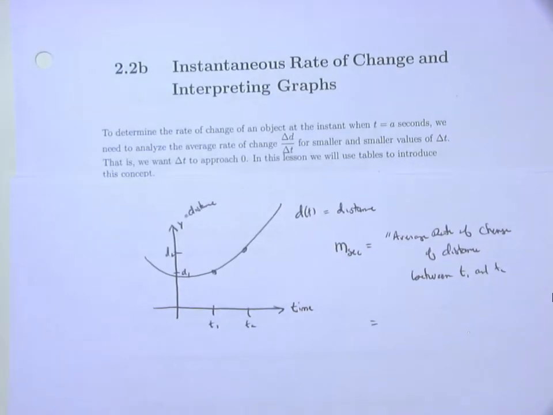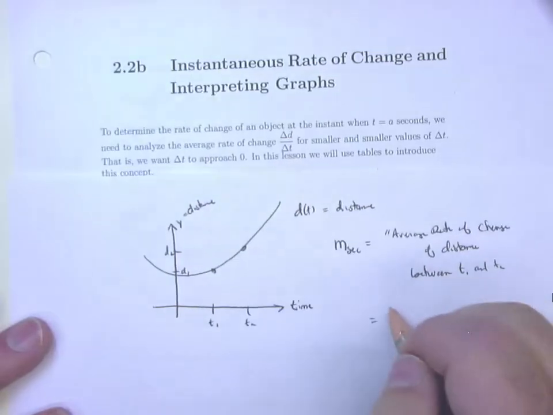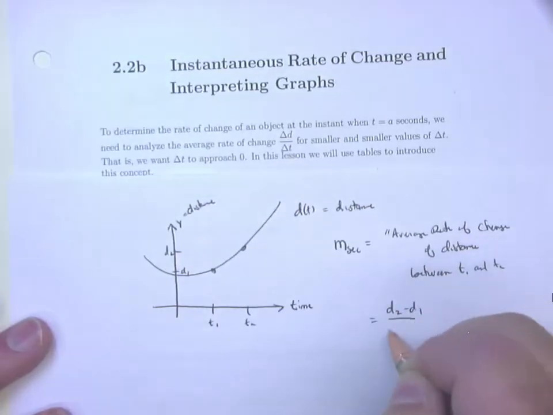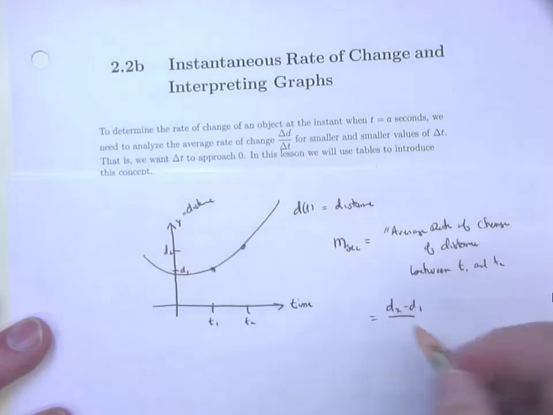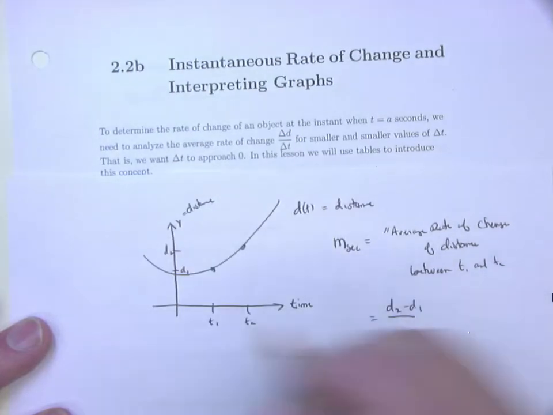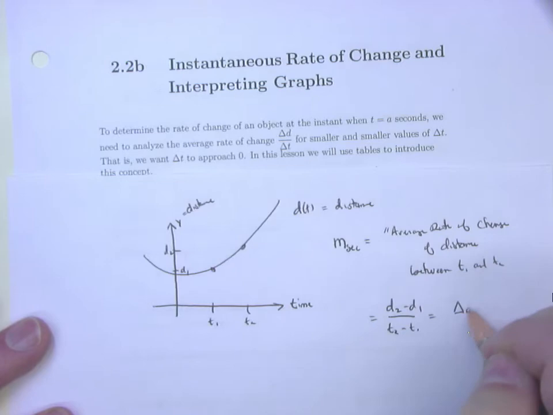Average rate of change is this slope. Keep jumping that at you. It's the change in y, that'll be d2 minus d1 over change in time, T2 minus T1. Change in distance over change in time. And to use the symbolism, well, in calculus, what is the symbol for change? So that would be delta D over delta T.